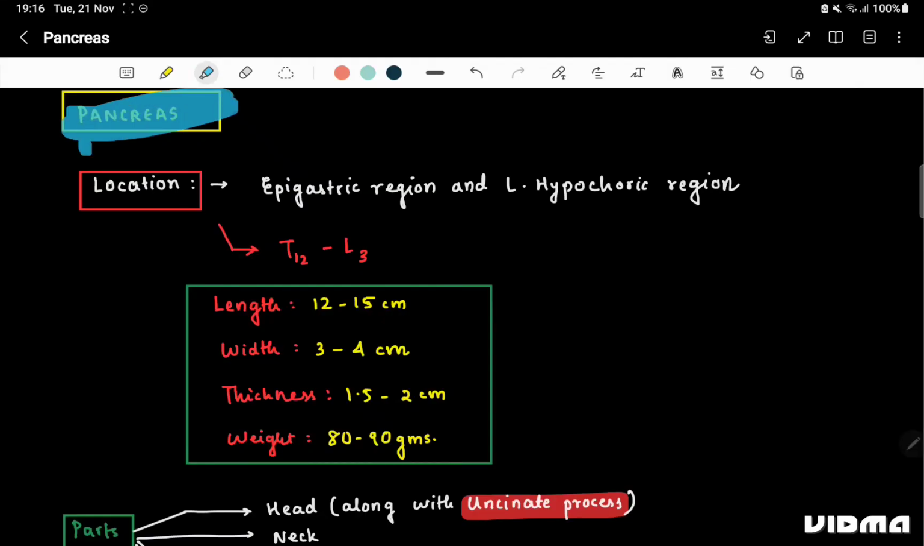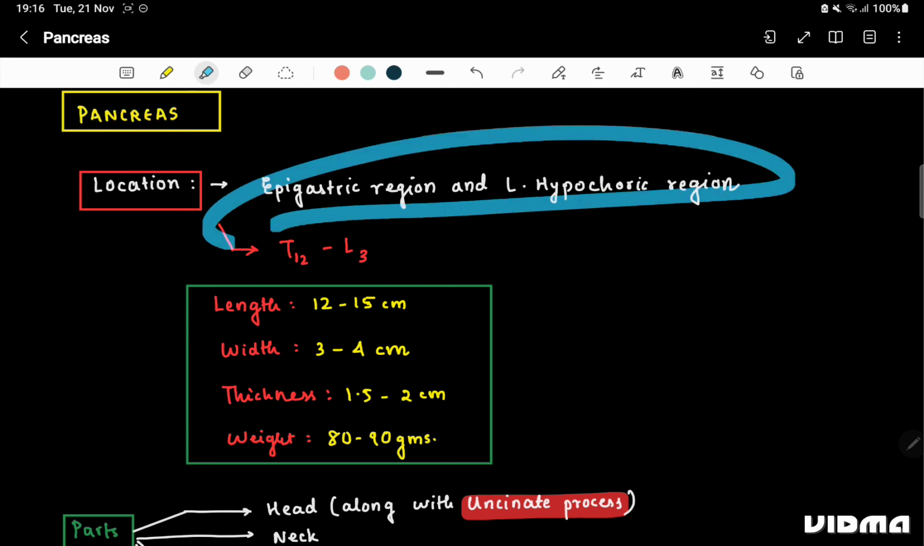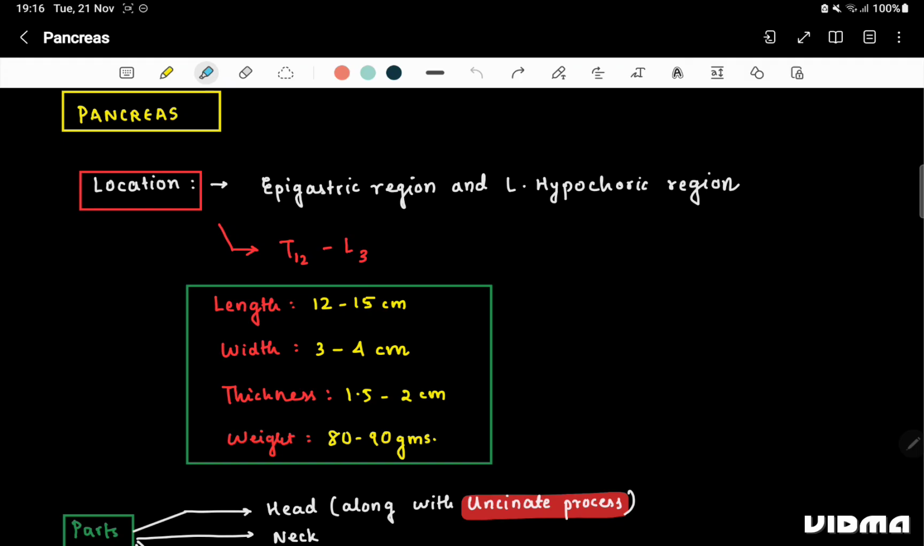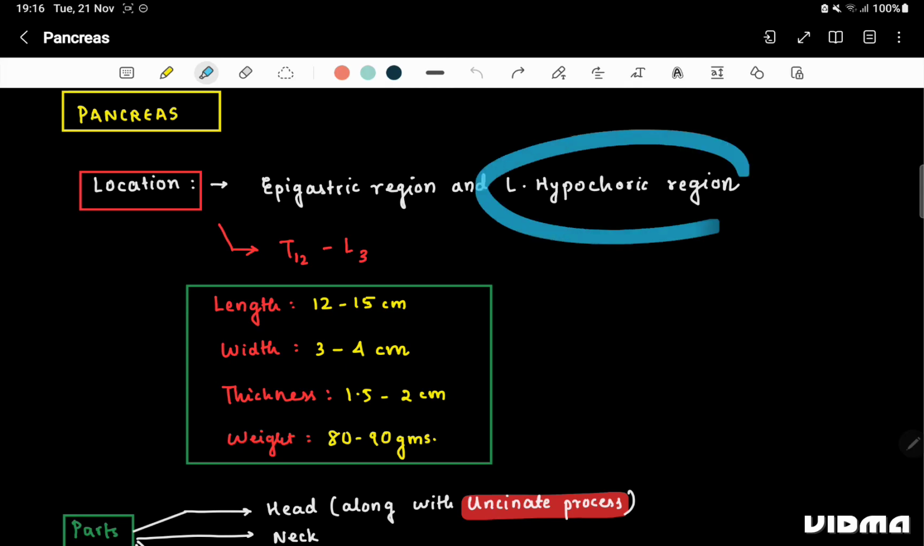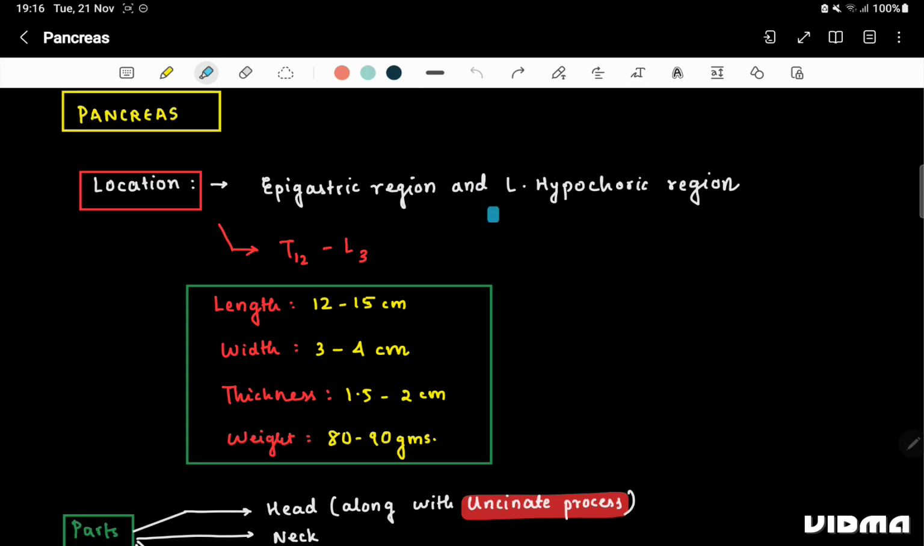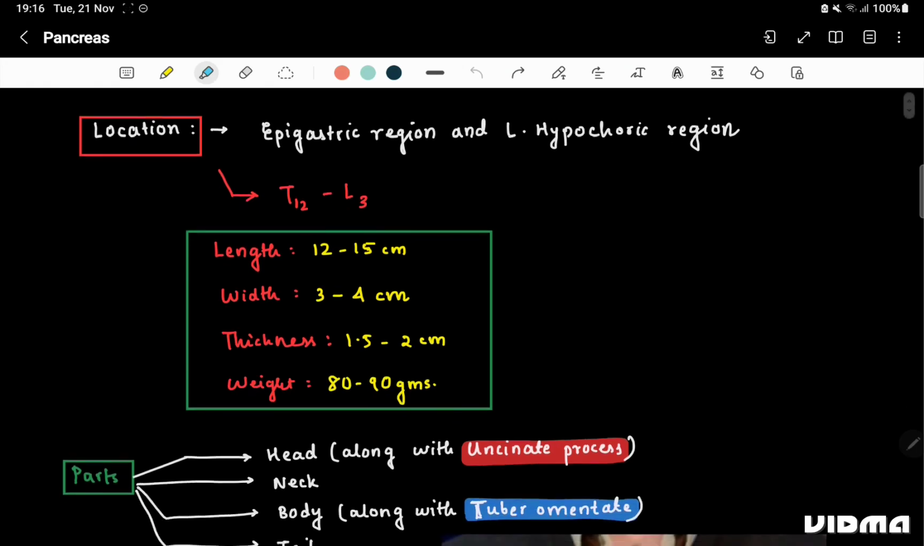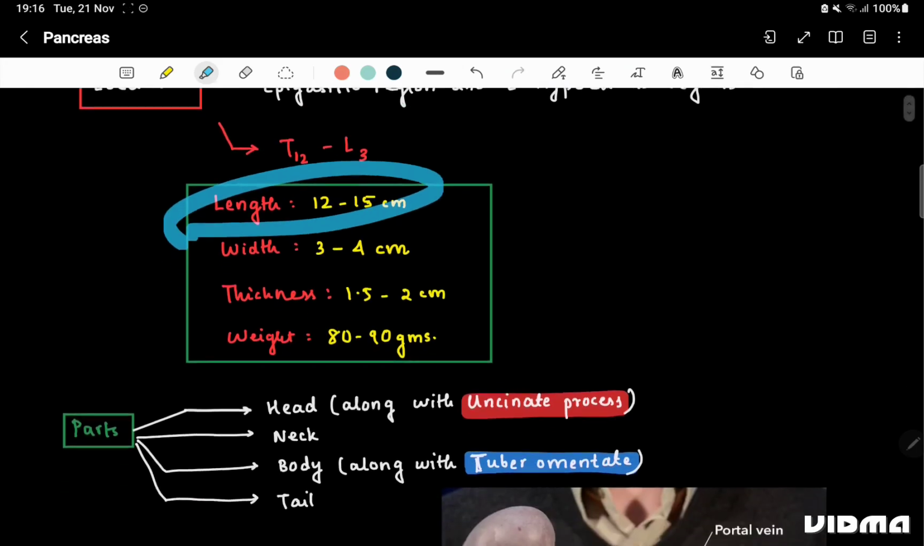Let's read about your pancreas. So pancreas is also important. Location is the epigastric region and the left hypochondric region. Pancreas is mainly located in the epigastric region. You can just remember this, and the right hypochondric region also. This is not colic, it's hypochondric. Location is T12 to L3 level, and length is 12 to 15 cm.